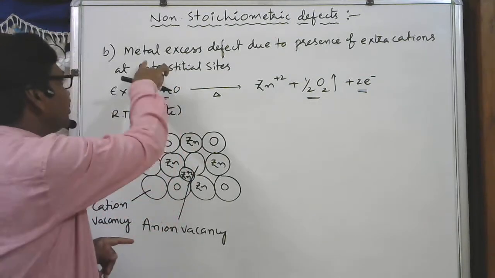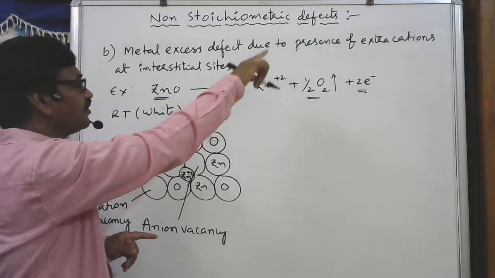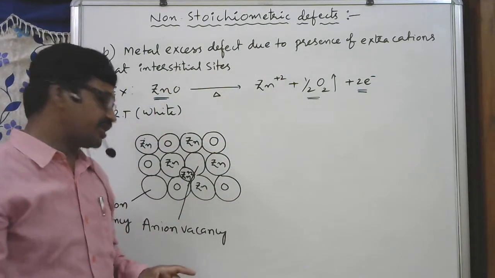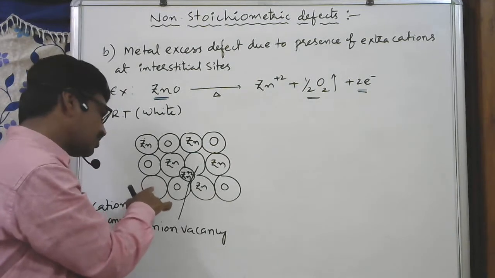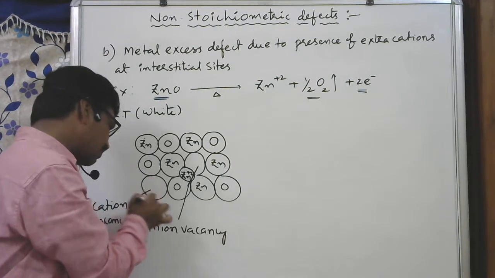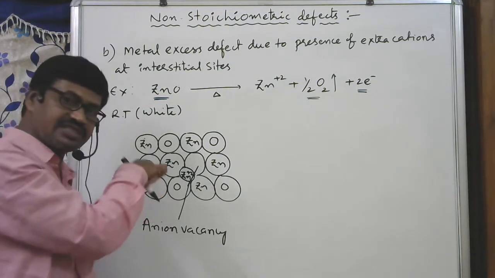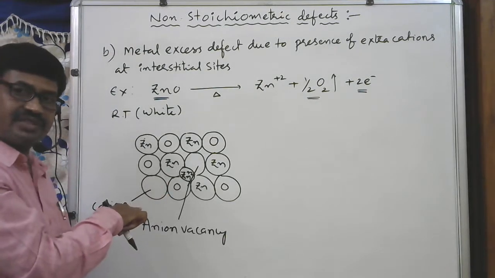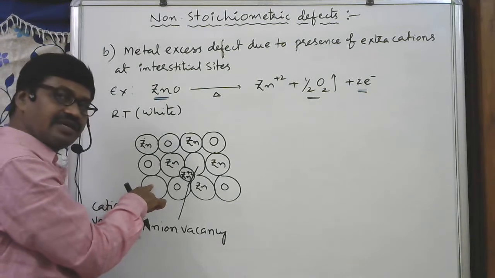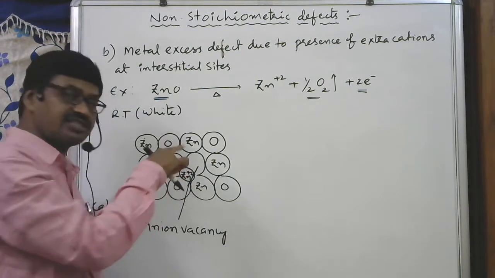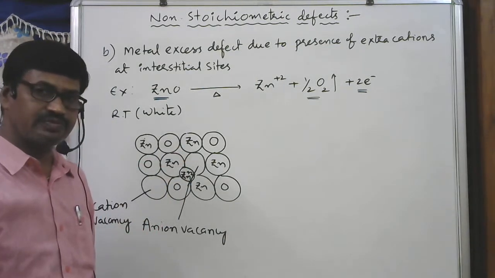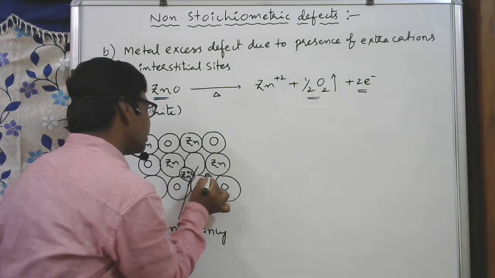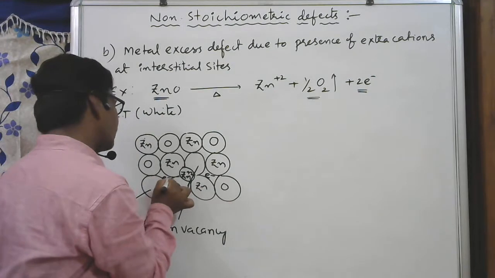So here, see metal excess defect due to presence of extra cations at interstitial sites. Extra cations means this zinc which was present before at this site now leaves its site. It is dislocated from this site and enters into the interstitial site as zinc plus 2. The two electrons are present here. Here one electron, here one electron.